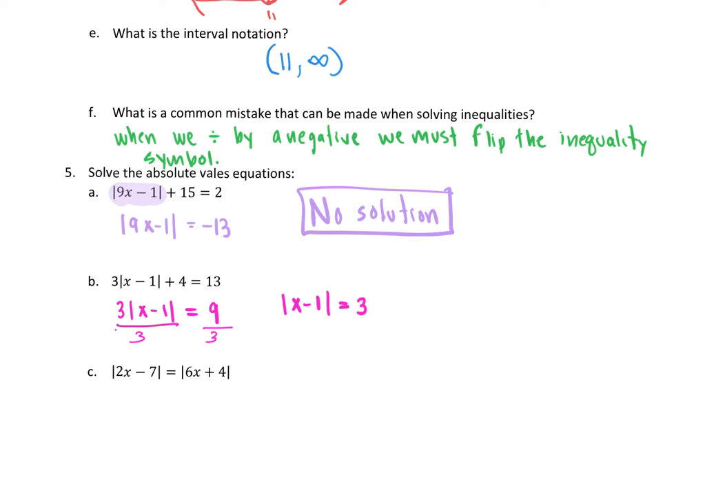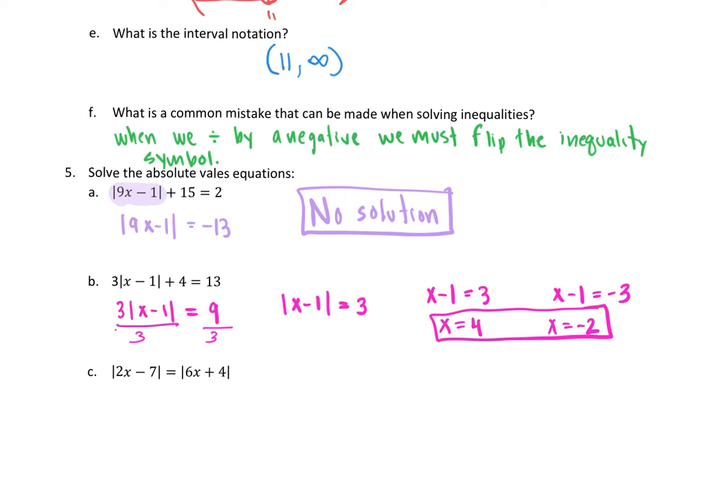So the other option would be to distribute the 3 through. So we have two equations from here. We have x minus 1 equals 3 or x minus 1 equals negative 3. And we solve each of those equations and we get our solution. X is 4 or x is negative 2. You can write your solution like that. You can write your solution x is 4 and negative 2 like that. Either way, it works. All right.